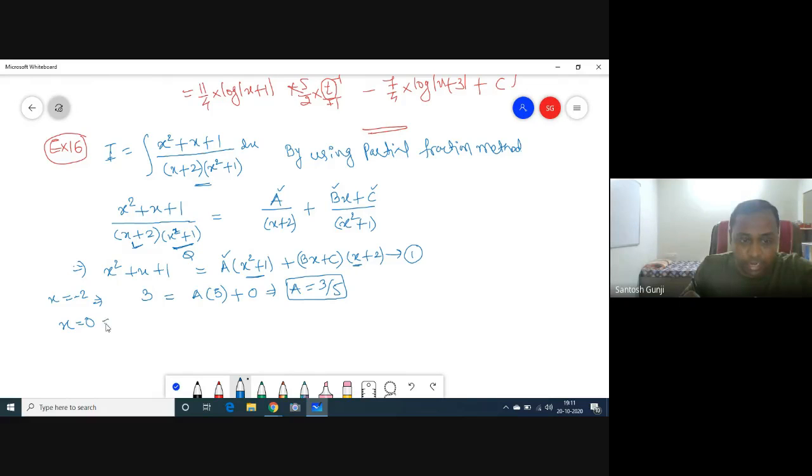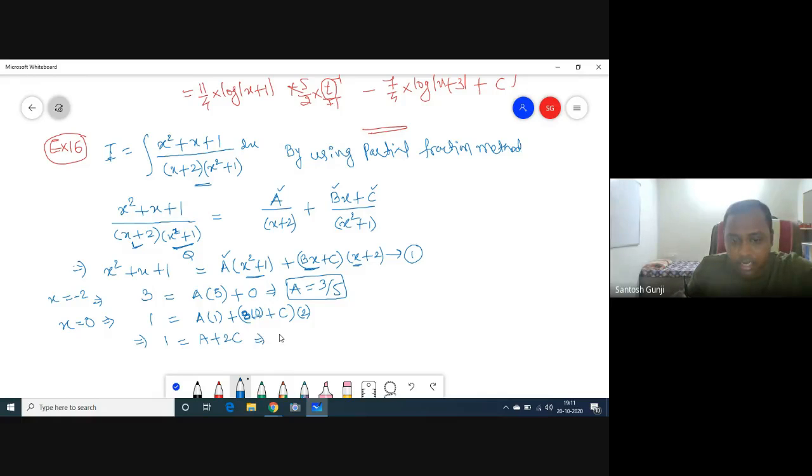So I will take 0 first. If x is equal to 0, the left hand portion will be 1, and the coefficient of a would be 1. Then b into 0 will be 0, right? So b into 0 becomes 0. Then c into 2 is left. So finally the equation becomes 1 is equal to a plus 2c.